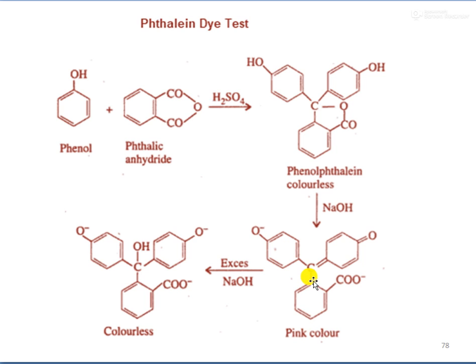Again, if you treat it with excess NaOH, the OH group will be substituted at this carbon also. Carbon is tetravalent, so it has to satisfy its four valency, either from the benzene ring, or from the anhydride part, or from an additional OH group. So when this compound is treated with NaOH, this compound is formed, which is a colorless compound. So this is the phthalein dye test.